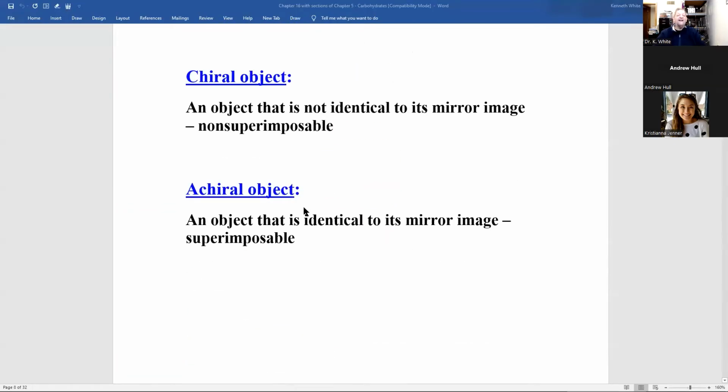All right. So next, we talked about chiral objects and achiral objects. A chiral object is an object that is not identical to its mirror image, otherwise known as it has a non-superimposable mirror image. Now, achiral, the prefix a means without, and achiral is an object that has a superimposable mirror image. Why do they call it achiral? Because it's without handedness. It doesn't have a non-superimposable mirror image, because it has a superimposable mirror image.